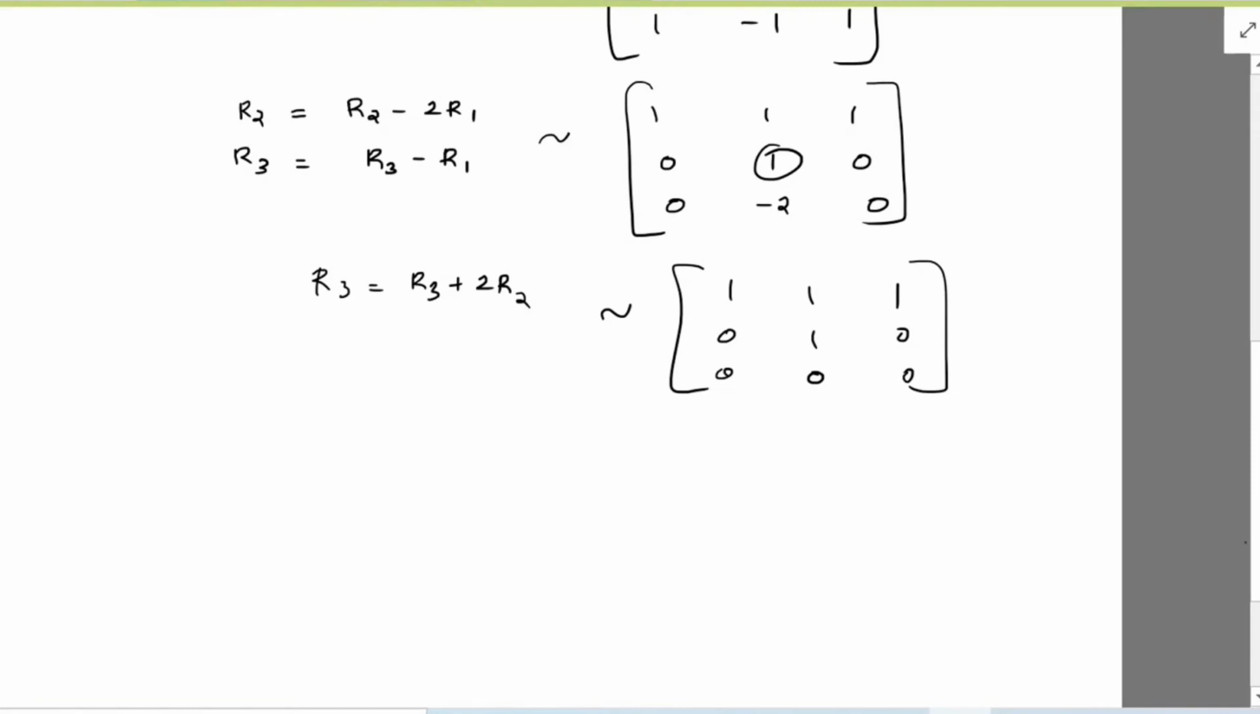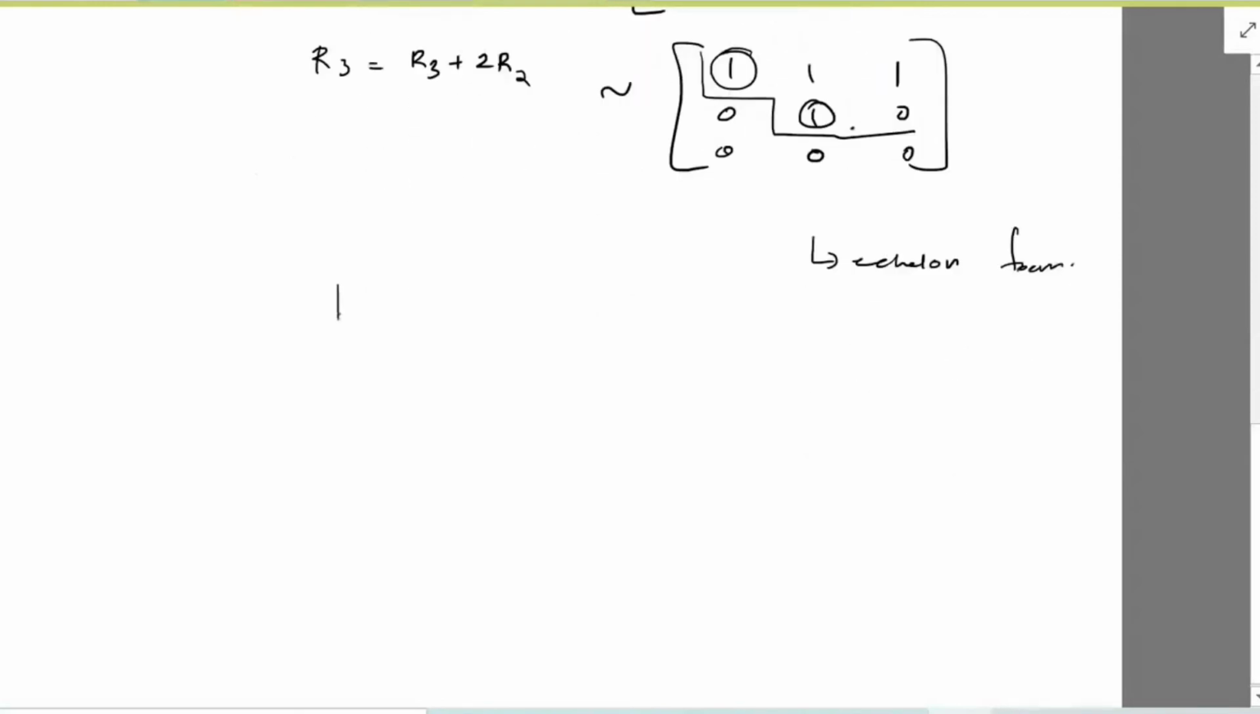So what can we say? Is it in echelon form? Yes, it is in echelon form, because look at the leading coefficients: the positions of the leading coefficients are in increasing order. And also the zero row is at the bottom of the matrix. So it is in echelon form.